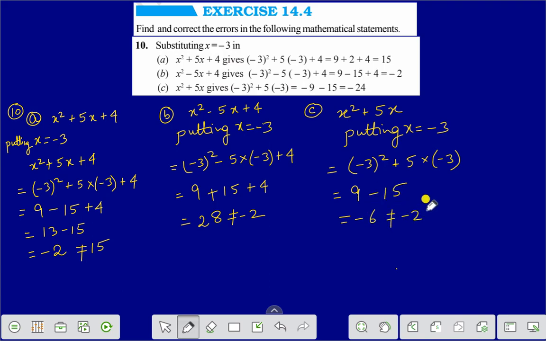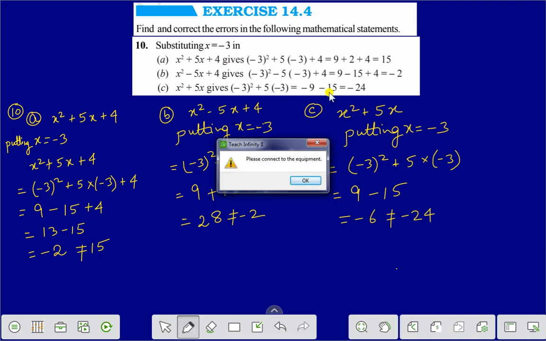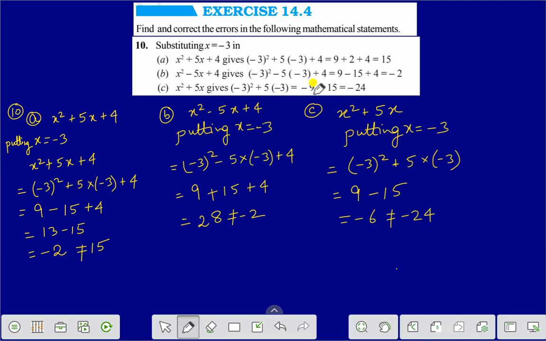What is the error you see here? The error is that it is not equal to minus 24. Here you see x square plus 5x, that is minus 3 whole square plus 5 into minus 3. Minus into minus is plus, but they have written minus 9. That is the error, right? 5 into minus 3 is minus 15.